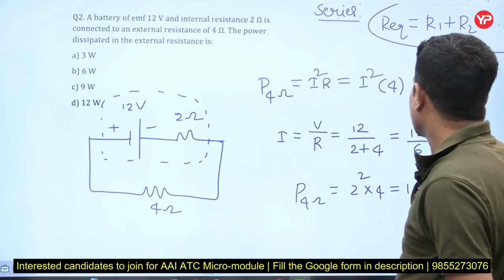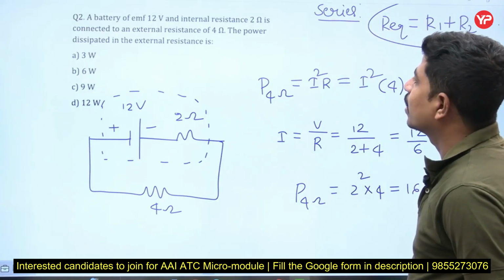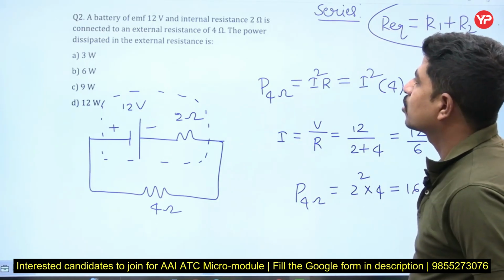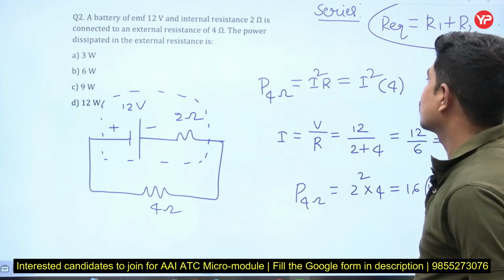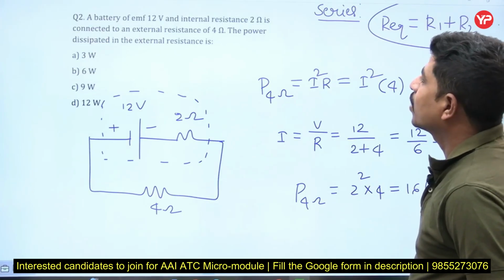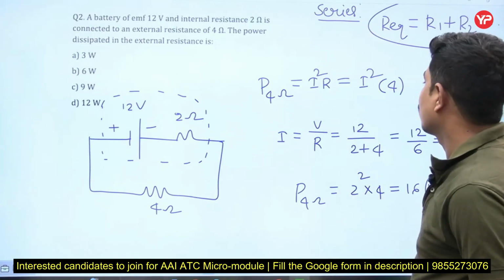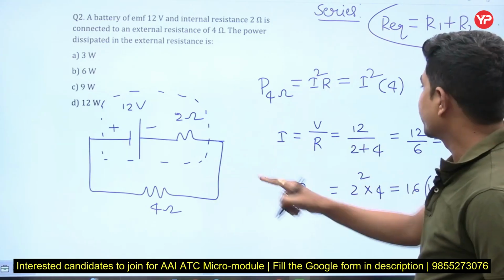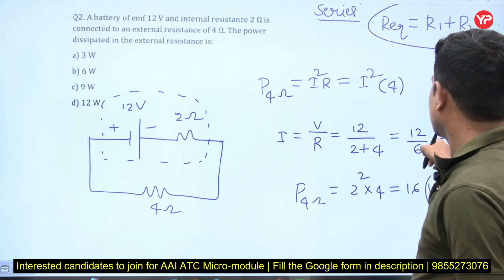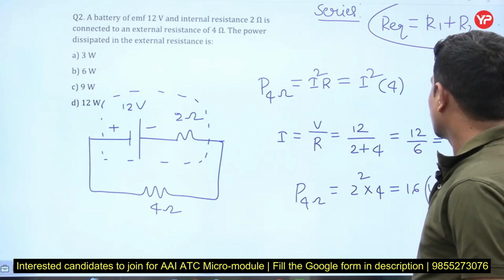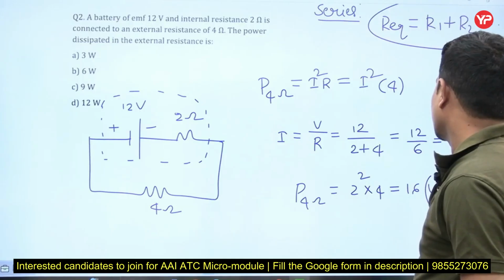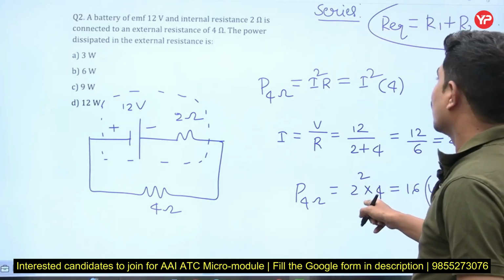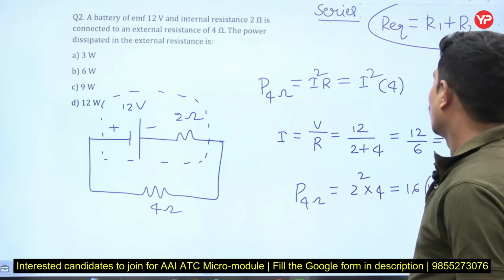That option is not there. Let me check any mistake we did in the calculation. Yes, 12 volts battery, fine, and internal resistance of 2 ohms. It is connected to an external resistance of 4 ohms. 2 plus 4 is 6, 12 divided by 6 is 2 amperes. I squared into R, 2 squared into 4, the external resistance is 4 ohms.